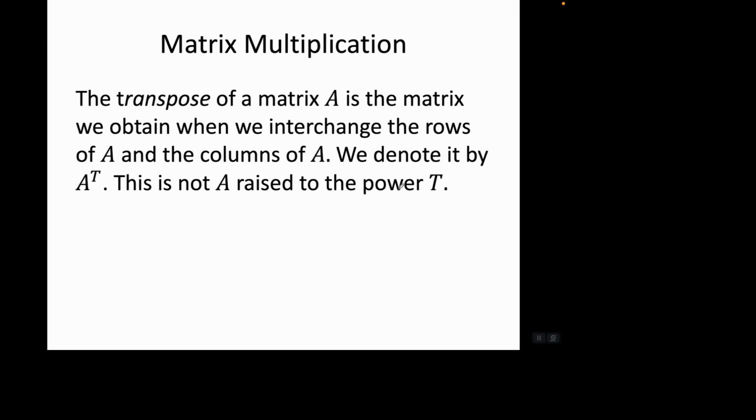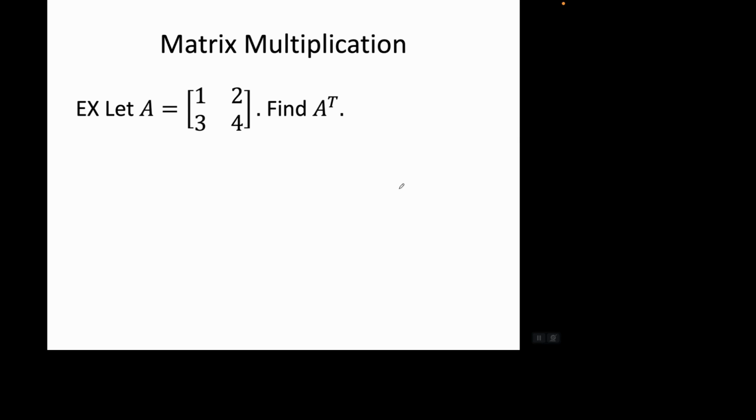Matrix transposes, let's talk about that. The transpose of a matrix A is the matrix we obtain when we interchange the rows of A and the columns of A. We denote it by A transpose. This is not A raised to the power t. I know it looks like A to the t, but it's not. I know that notation's ambiguous. Sorry about that. It's A transpose.